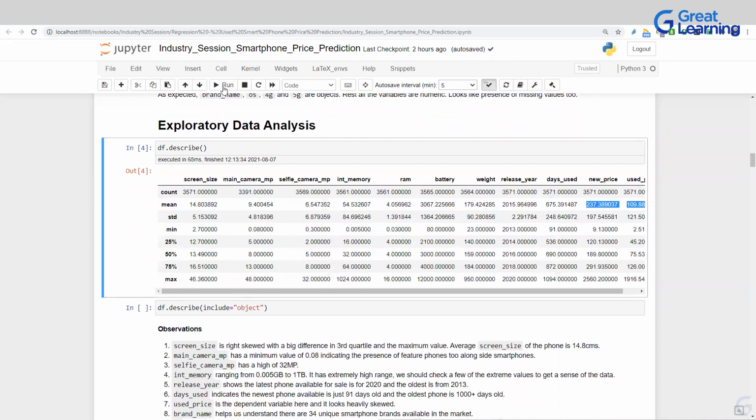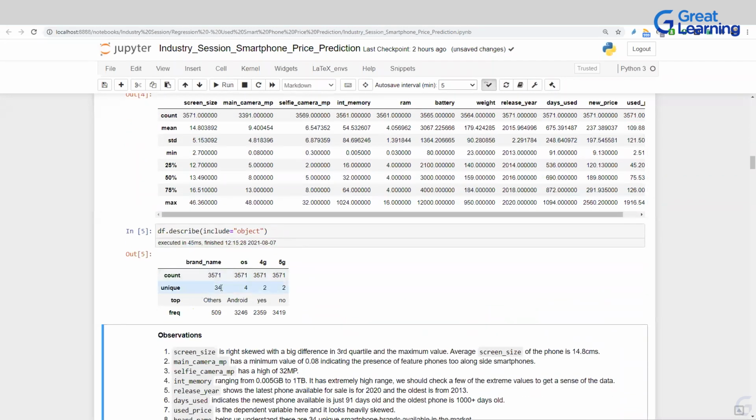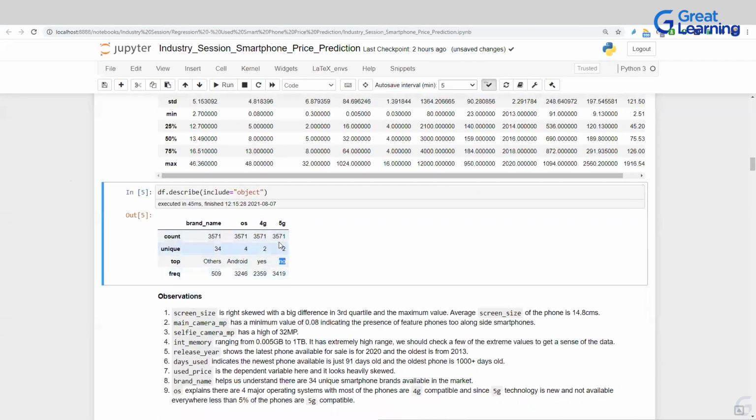If you look at the describe of the object variables, we've got 34 unique brands in this data with 4 unique operating systems, the majority of the observations being Android phones, with most of the phones being 4G supported and the majority of the phones not being 5G supported, because 5G is not yet available in all the countries. So let's say if 5G is available in limited areas, then there will be only a couple of phones which are going to be using 5G. For that matter, in India also, we don't have a 5G band available. There are a lot of phones that are 5G supported already, right?